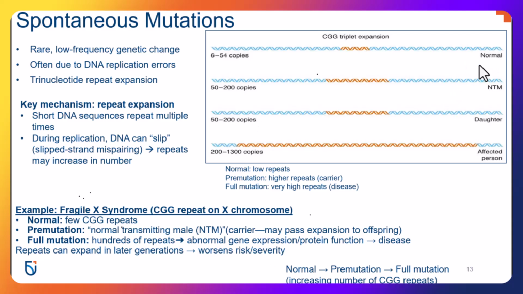So remembering our normal, we're now going to look at NTM, which is non-transmitting male, which is a carrier of the expansion. You can see there are more copies here compared to normal. So we can say then that a non-transmitting male is a male that carries the abnormal number of the CGG repeats. So it's abnormal now. Of course, it's found on a gene on the X chromosome. But he's usually clinically normal, meaning not showing the classic Fragile X syndrome features.